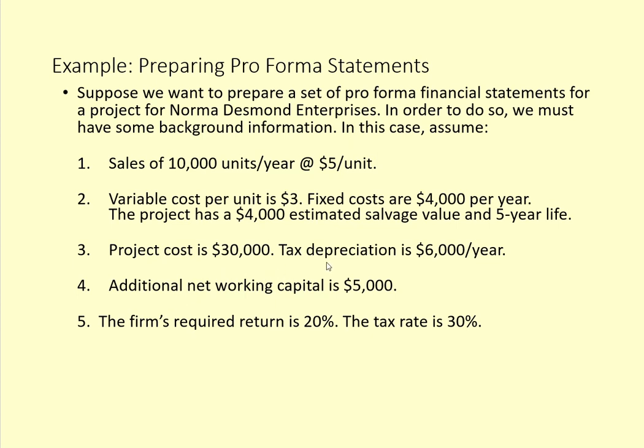And our depreciation for tax purposes will be $6,000 a year. That's $30,000 spread over 5 years, straight line basis. And we've got an additional working capital investment at time zero of $5,000. And of course, we'll assume we get that back at the end. We're going to assume a 20% required rate of return for calculating our net present value and a 30% marginal tax rate.